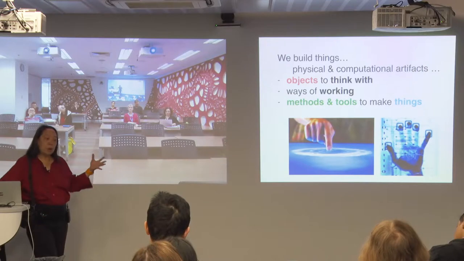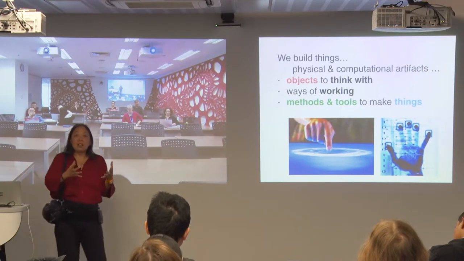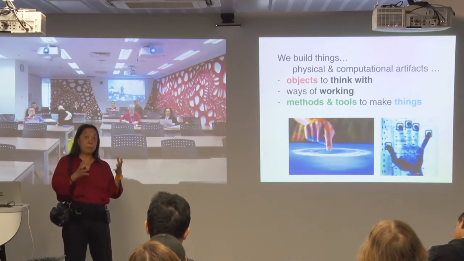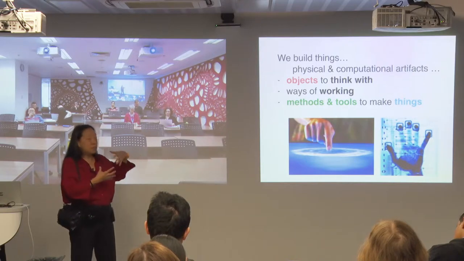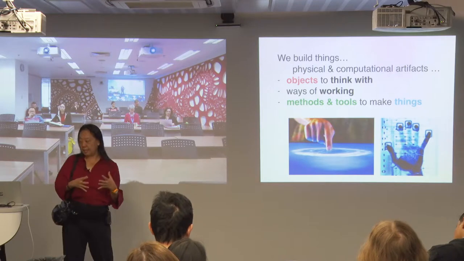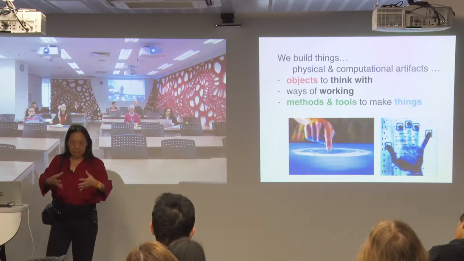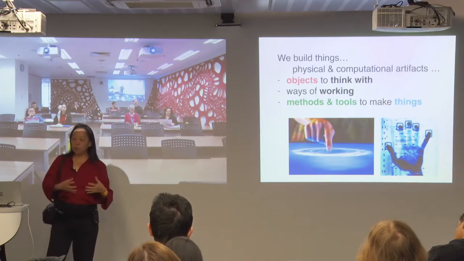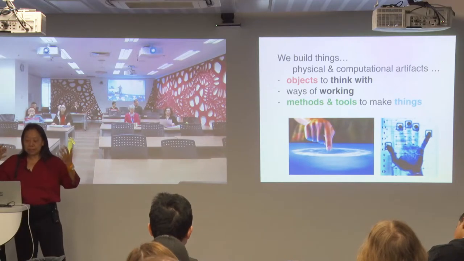So in my short talk, I will tell you what I've been doing with my researchers and students. What we build is we build things. So the artifact is software and hardware together. We build things to help us think about the questions and issues, and also this is a way of working. So this is a method and tool to make things, so we can build computational support for making things or thinking about design.